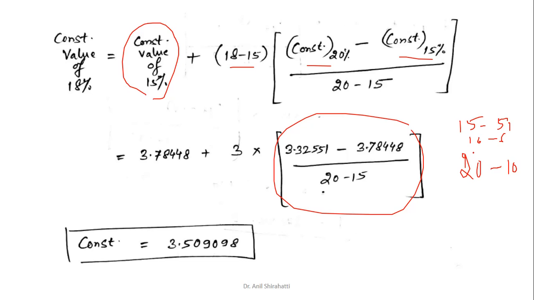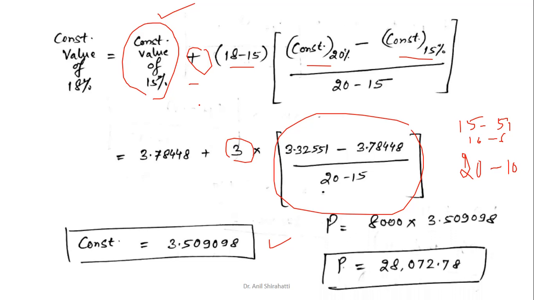And here as it is 18, I am having a difference of 3. So 15 plus 3, and if I do this, the constant value comes as 3.509098. So this is a simple interpolation method. I can even do the reverse. I can take the constant value for 20% and do this. In that case, instead of plus, I have to use a minus sign, because I am moving back. So if I substitute that, again I am getting approximately the same value, that is 28,072.